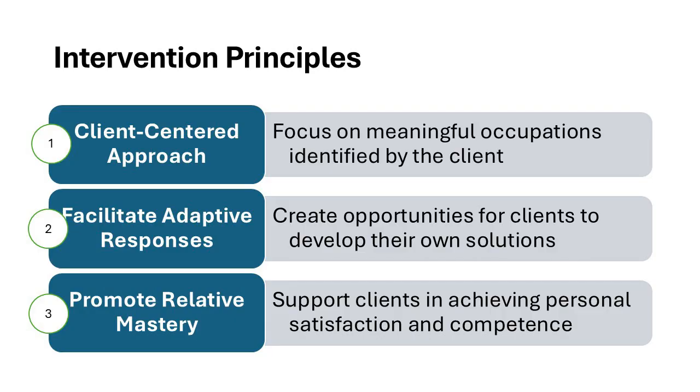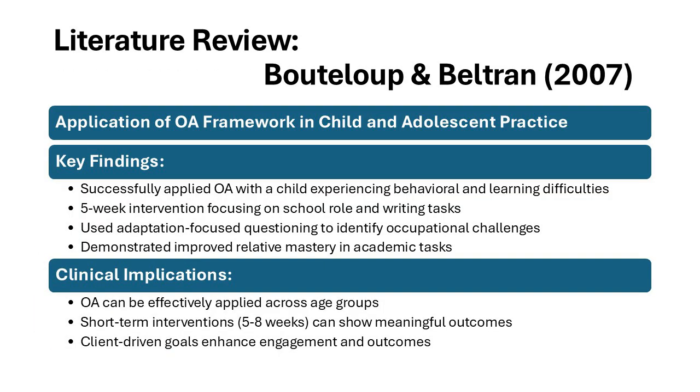Got it. Let's revisit the literature now with those principles in mind, starting again with Buchaloop and Beltran's work on Jack. The intervention was short, right? 5 weeks. Yeah, focus specifically on his school role, particularly writing. And the way the therapist did it was just brilliant OA in action. Instead of just drills, the therapist tapped into Jack's huge passion, Star Trek. Using his interests. Totally. The therapist basically said, teach me about Klingons, which of course required Jack to write about them. It made the occupational activity purposeful, intrinsically motivating, and client-directed. That's how you facilitate adaptation.